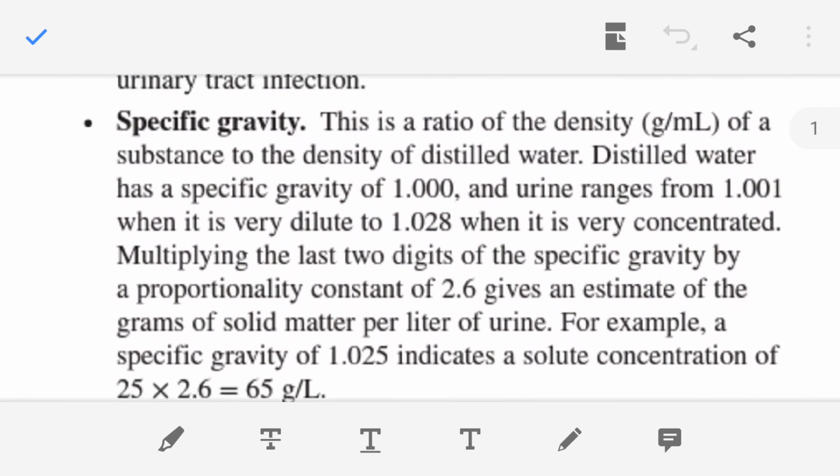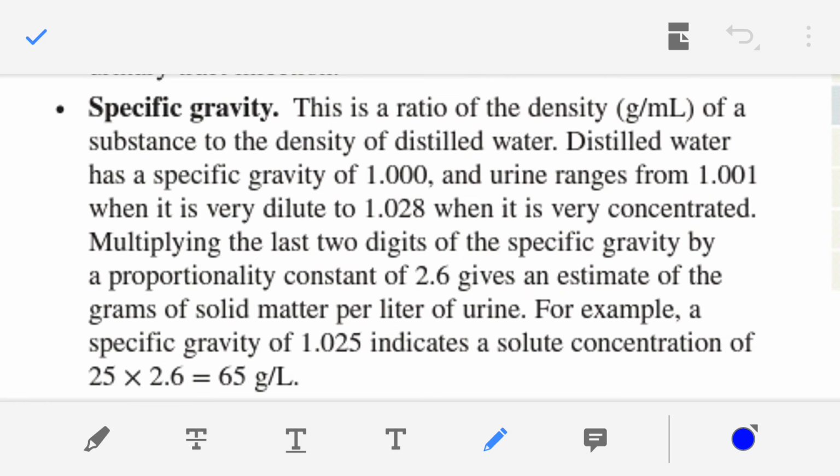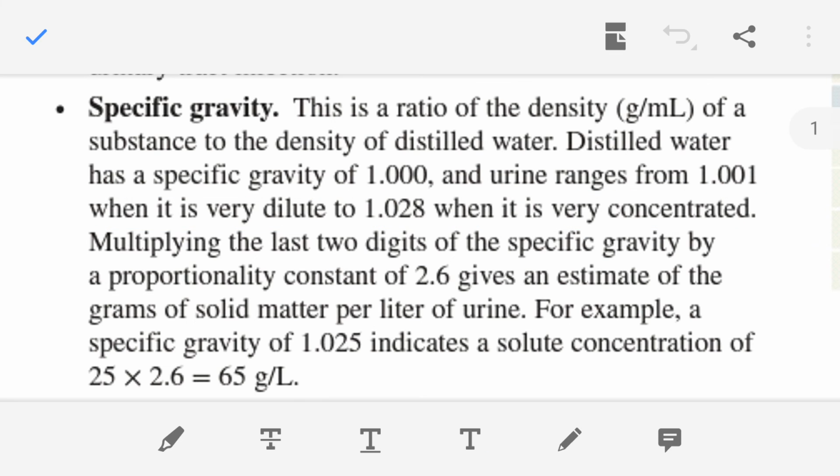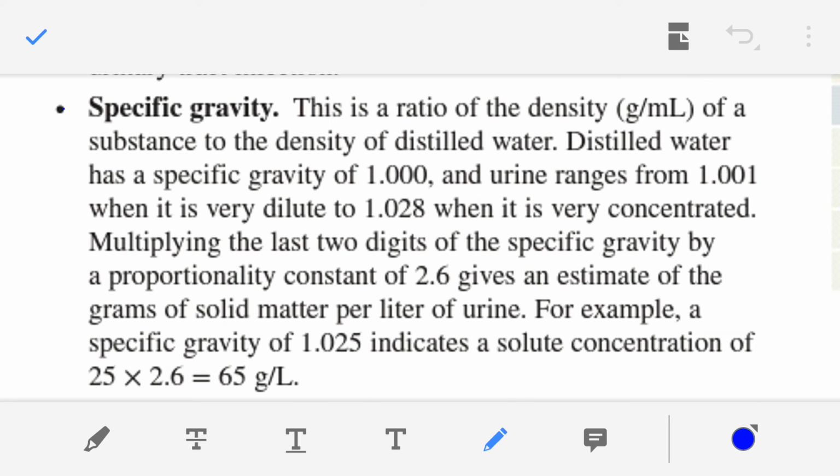Now the specific gravity of urine. Now what is specific gravity? The ratio of the density of a substance, density in gram per ml, to the density of distilled water is known as specific gravity. Now distilled water, pure water, has a specific gravity of 1, and the specific gravity of urine ranges from 1.001 when it is very dilute to 1.028 when it is very concentrated. Okay, so this is about specific gravity.